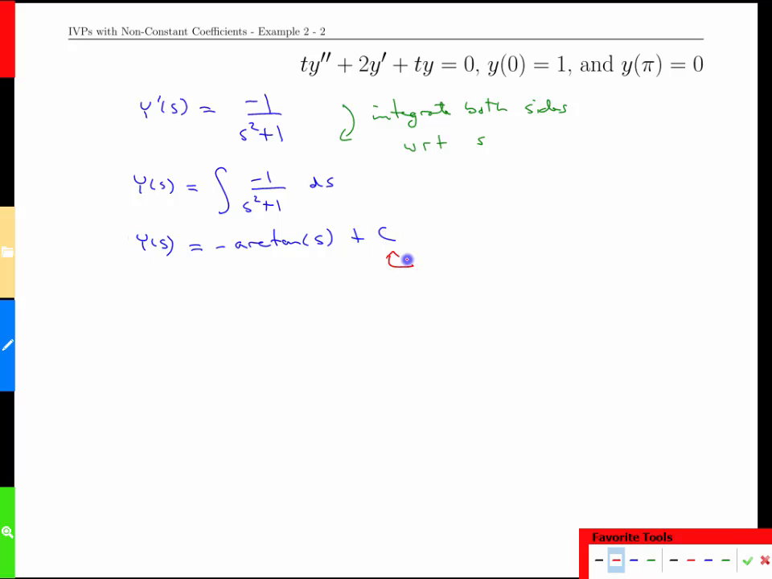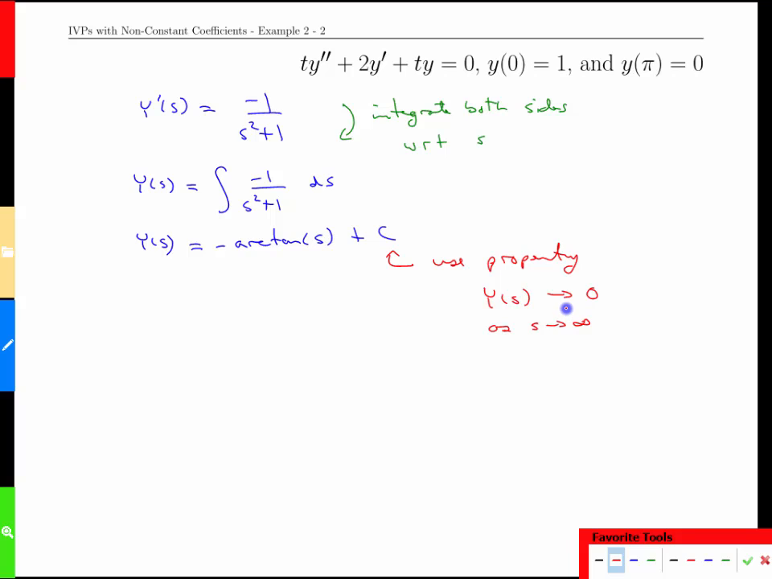To find that constant, what we do is use the property that in our transformation we have to have Y of s heading towards 0 as s tends towards infinity. That comes from our exponential order classification of functions. And if that's the case, then what we can do is sub in that value here and take the limit as s goes towards infinity of minus arctan of s plus c.